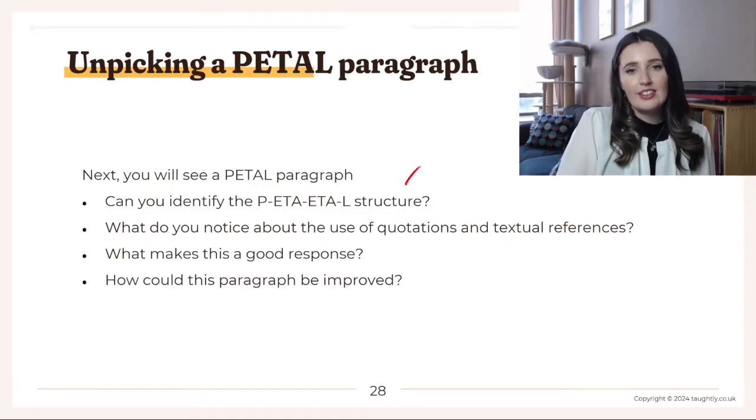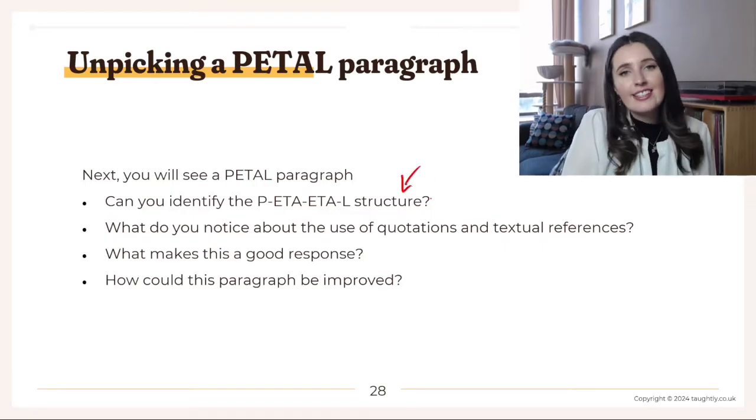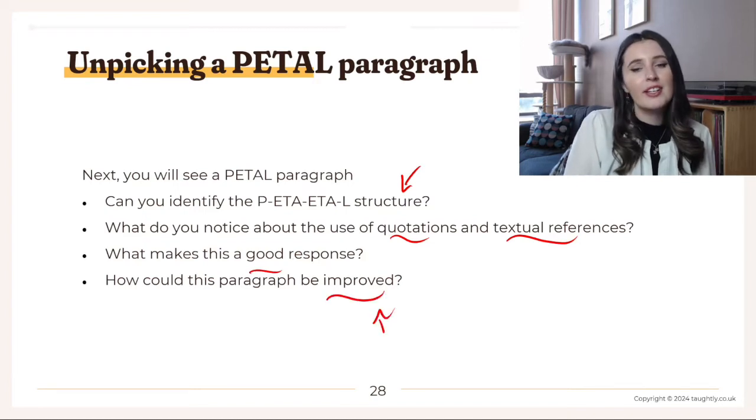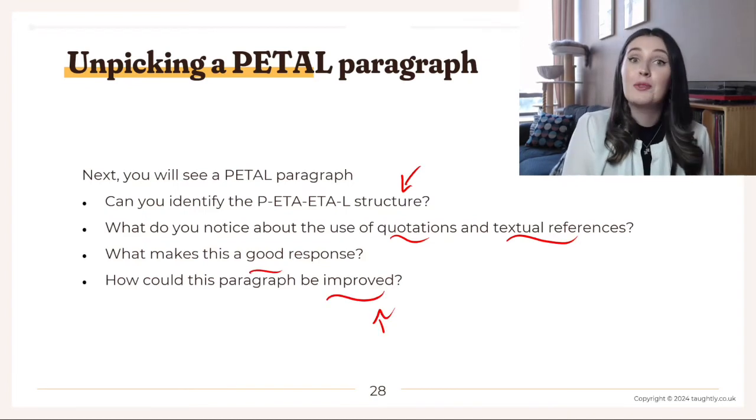Next, we are going to have a look at a PETAL paragraph, so a really good paragraph. So when we look at it, think to yourself, where can you see the PETA structure? What do you notice about the use of quotations and textual references? Why is this a good response, and how could this paragraph be improved? Because nothing is ever perfect and everything can always be improved.